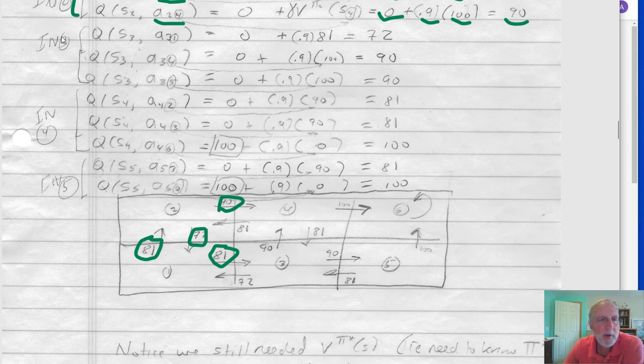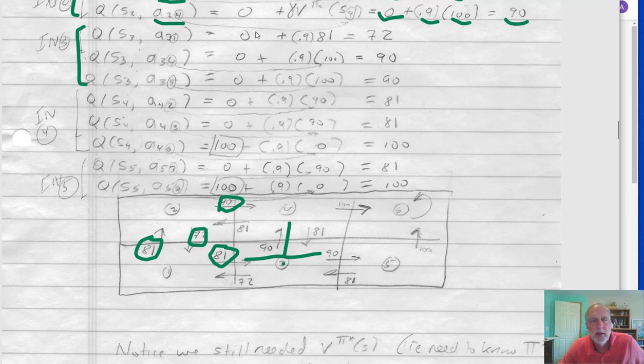All right, so the next thing we're going to do is look at all the possible ways we can go out of state 3. So we're in state 3 here. We can go up, over, and over. So we have to calculate 3 different q's. Go from 3 to 1, 3 to 4, 3 to 5.